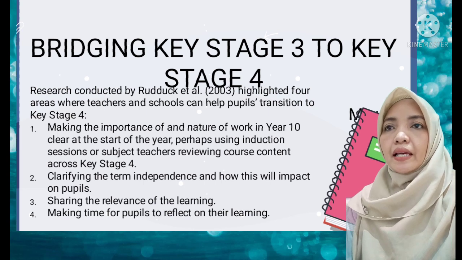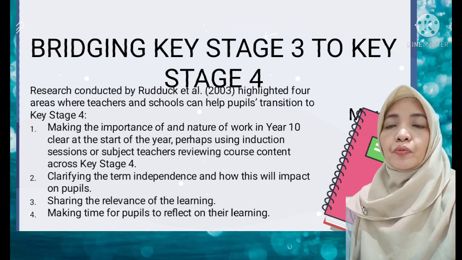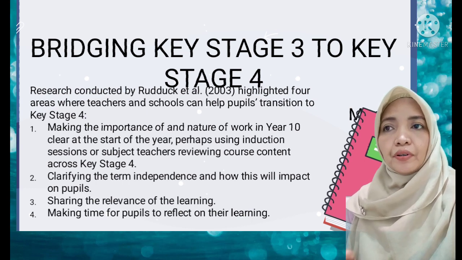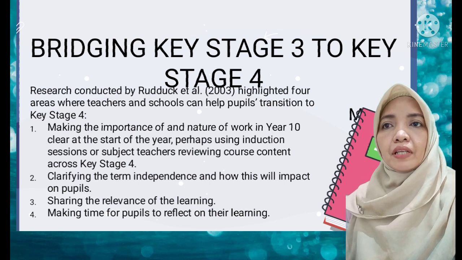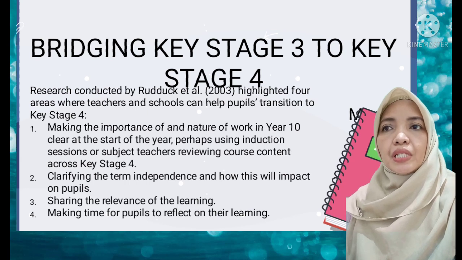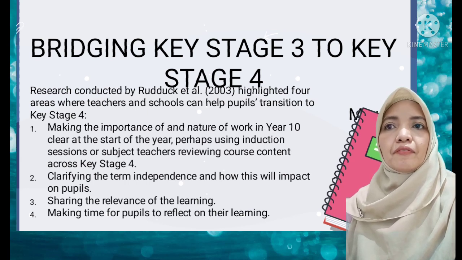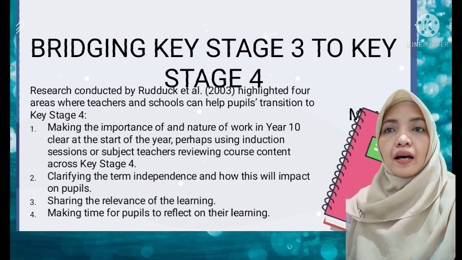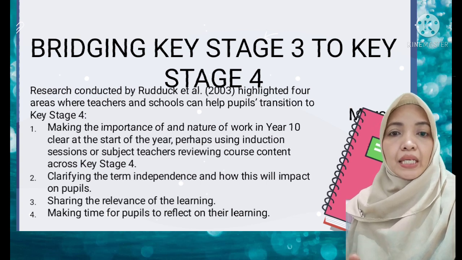Research conducted by Ofsted in 2003 highlighted four areas where teachers and schools can help pupils transition to Key Stage 4. First, making the importance and nature of work in Year 10 clear at the start of the year. And then perhaps using induction sessions or subject teachers reviewing course content across Key Stage 4. And then clarifying the term independence and how this will impact pupils, sharing the relevance of learning, and then making time for pupils to reflect on their learning. That's bridging Key Stage 3 to Key Stage 4.